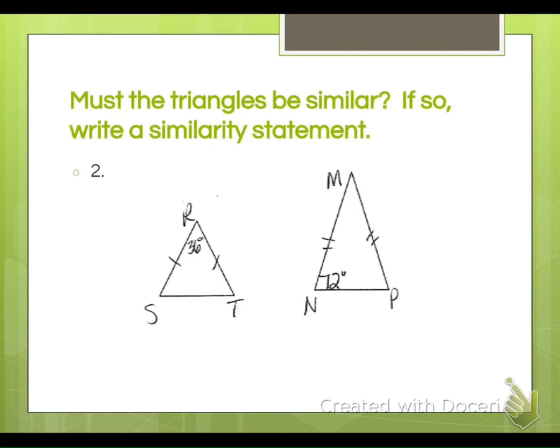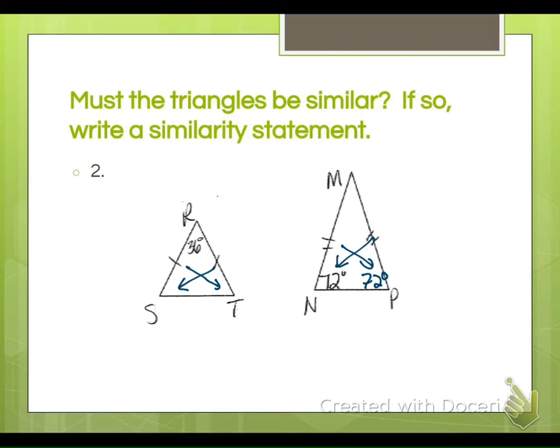Here we want to see if these triangles are similar, and if they are, we're going to write the similarity statement. So you see you have the top angle here of 36. You have one of the base angles of 72. We want to look at this and then see if we can find any of the other angles. What do we know about angles opposite of congruent sides? Angles opposite of congruent sides are? Yep, they're going to be congruent, right? So same idea over here. This has to be a 72 because angles opposite of congruent sides are congruent.